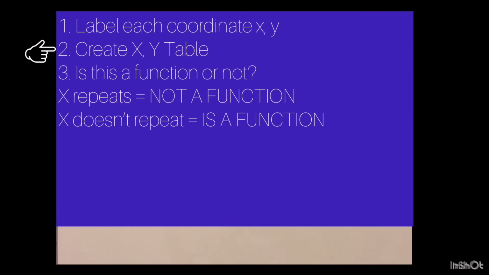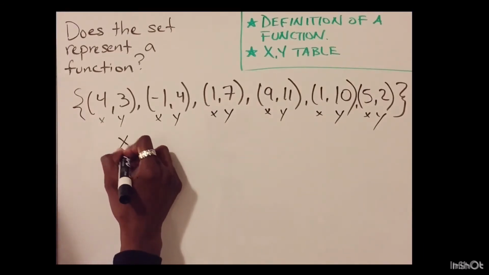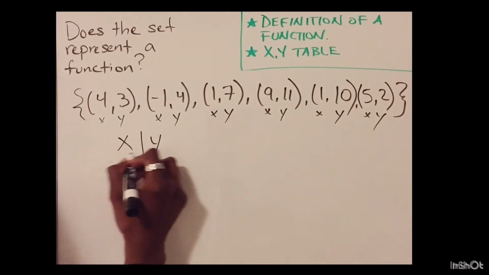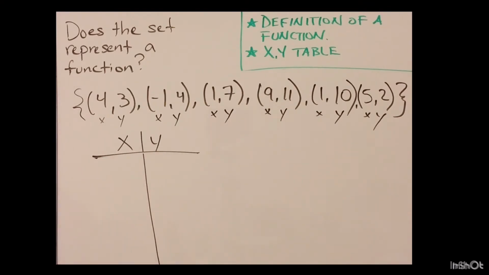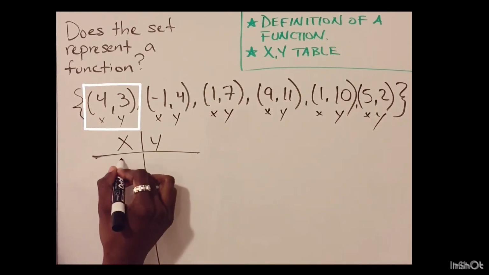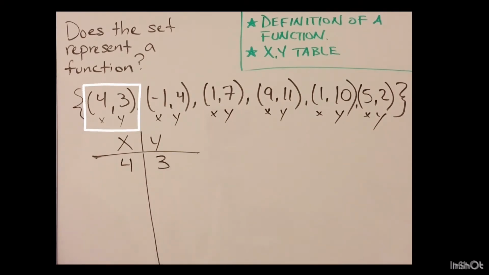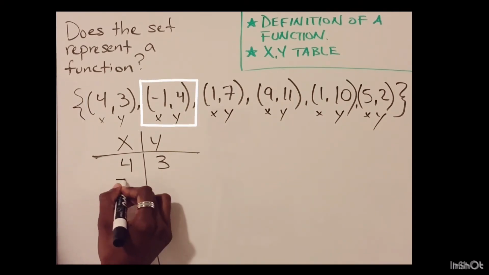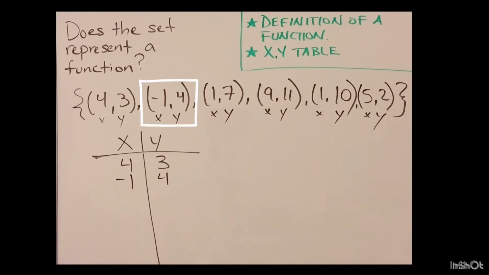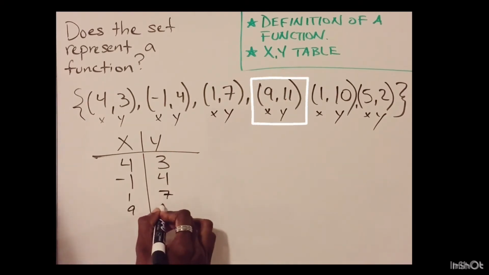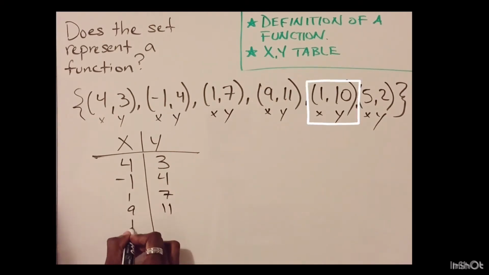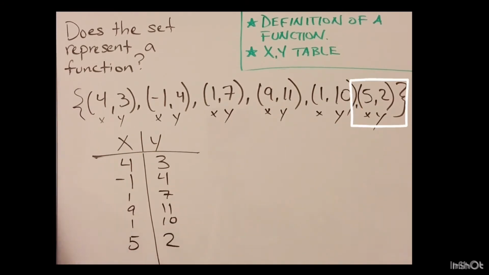Our second step is creating our XY table. So X and Y, okay? All of our X values are gonna go on the left and all of our Y values are gonna go on the right, just like a coordinate. So in the first one, we see a 4 and a 3. Then we have a -1 and a 4. Then we have a 1 and a 7, 9, 11, 1, 10, and 5, 2.